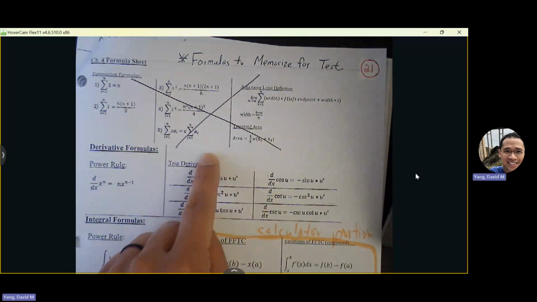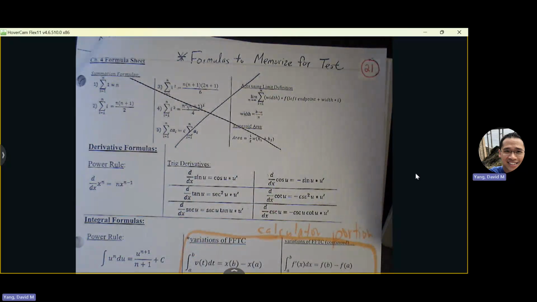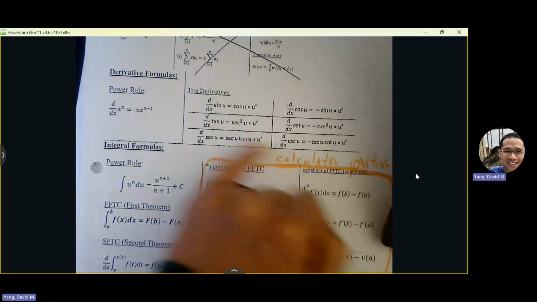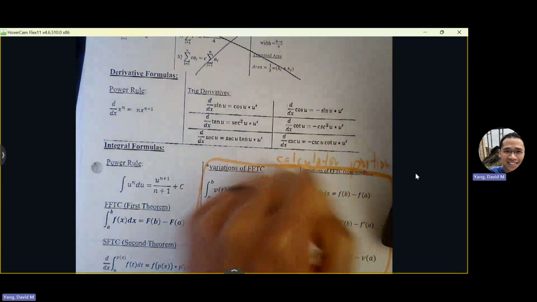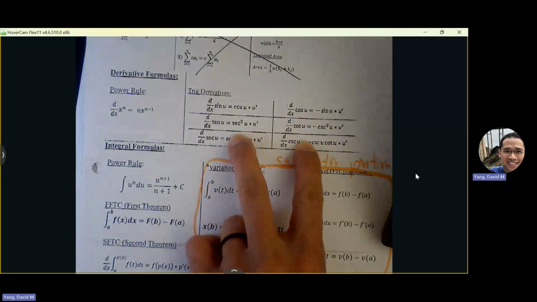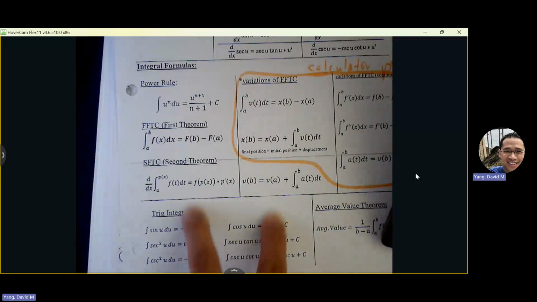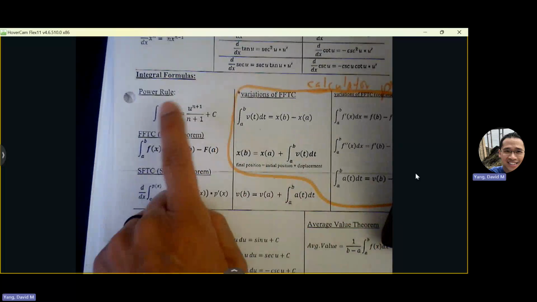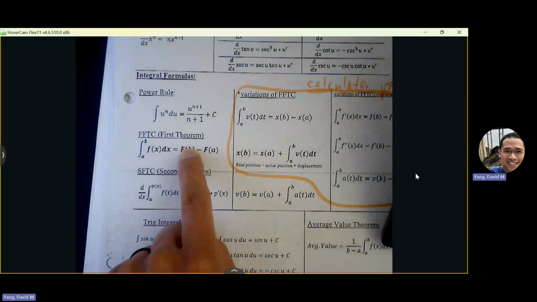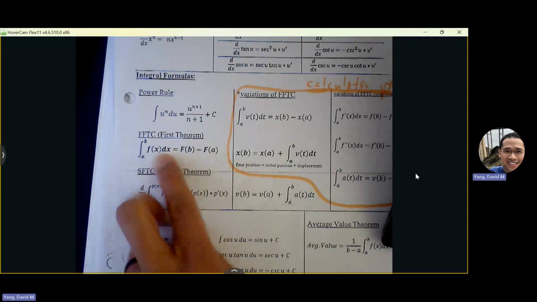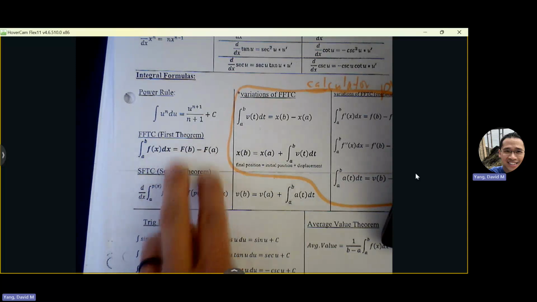There's no summation formulas that you have to worry about. We just have to obviously know power rule for derivatives. The idea is that if you have these 6 derivative rules written at the top of your test, then you can also use these to arrive at the trig integral rules. Okay. Power rule for integrals, first theorem, which is just basically applying that to definite integrals. You're going to take the antiderivative, then plug in upper bound minus lower bound.